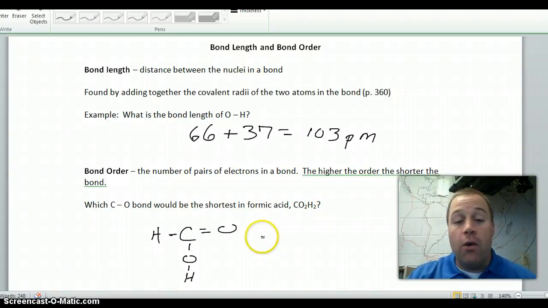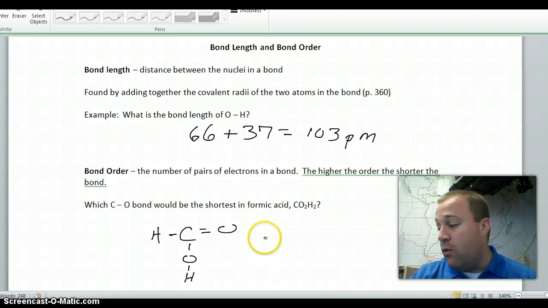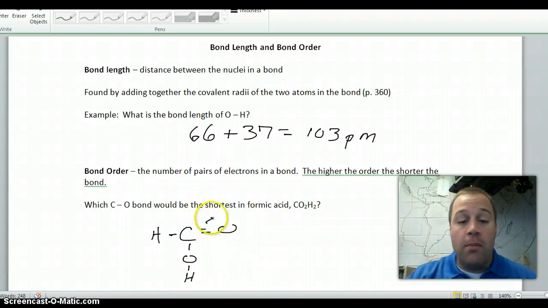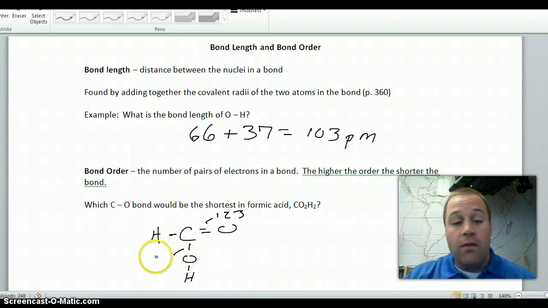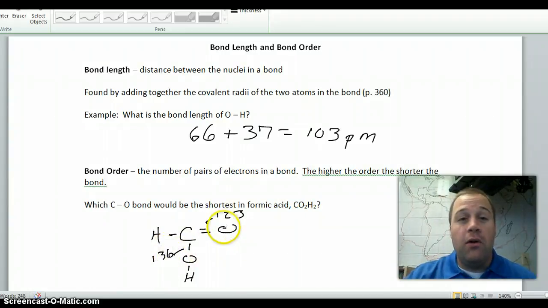It's going to ask which CO bond would be the shortest, and in this case the shorter one is going to be here. If you look them up, there's a table in your book around page 310 as well. That's 123 picometers for a CO double bond, and this is 136 picometers for a single bond. The reason why it's shorter is you have more orbitals overlapping. So in order to have more overlapping and share more electrons, the nuclei need to get closer together.